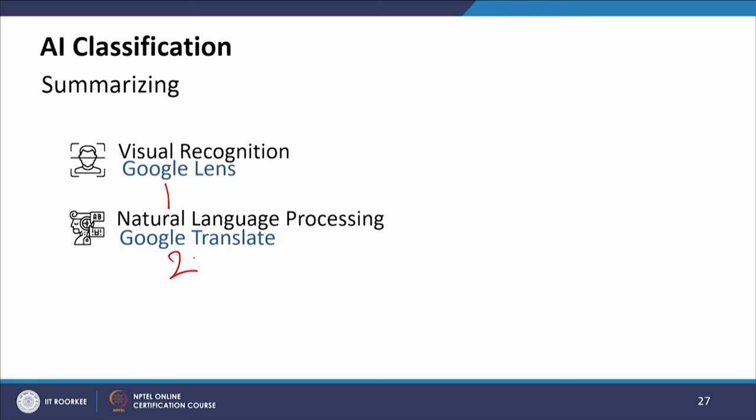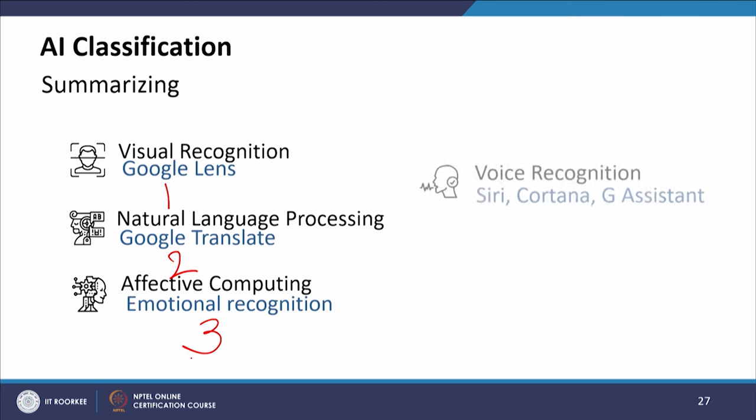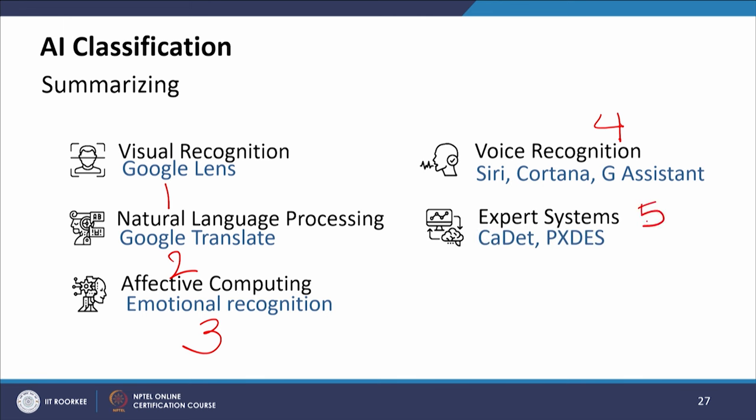So now, summarizing the AI classification, one is visual recognition, for example, Google Lens. Another is natural language processing, that is Google Translate. The third is affective computing, that is emotional recognition. The fourth one is voice recognition, for example, Siri, Cortana and Google Assistant. And then the fifth one is expert system. And then comes robotics, that is Sophia.